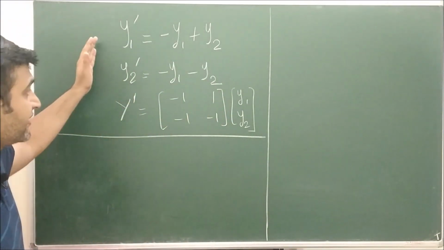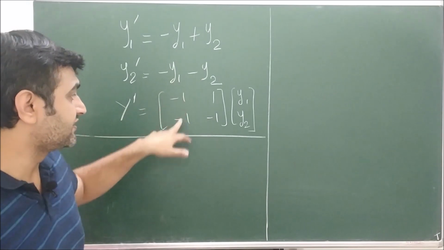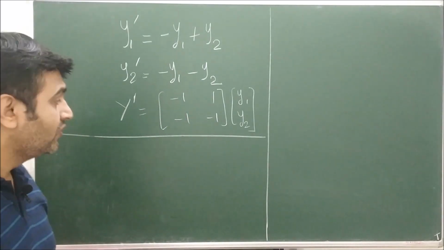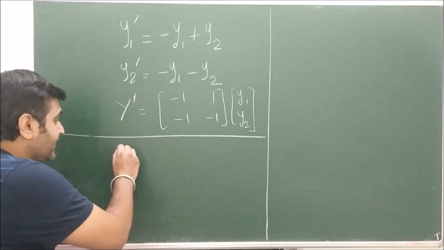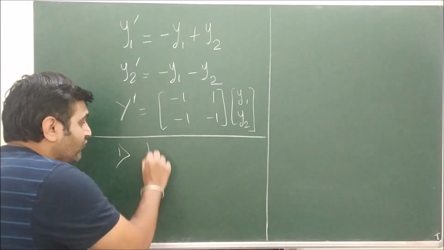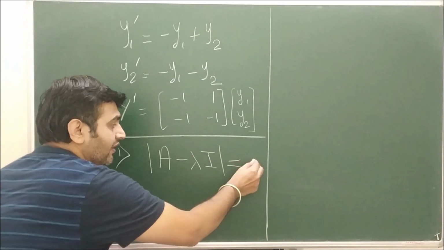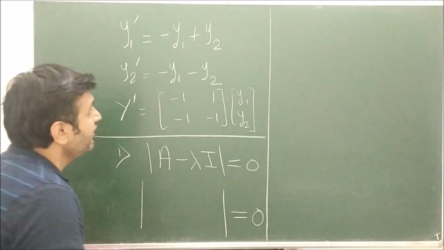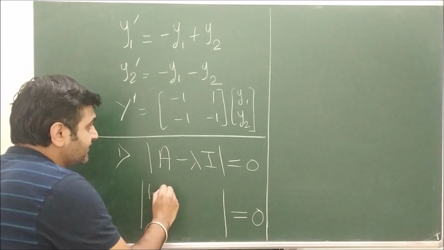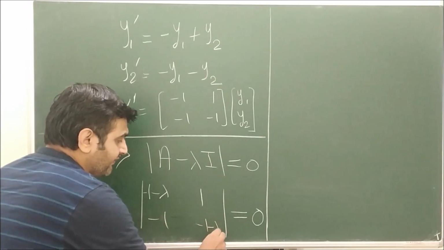If I write in matrix form, this is what I have: minus 1, plus 1, minus 1, minus 1. Since it's a linear homogeneous system with constant coefficients, the first thing you do is find the eigenvalues. You find them by solving this equation. If I find the determinant of A minus lambda I, what is A minus lambda I? It is minus 1 minus lambda, 1, minus 1, minus 1 minus lambda.